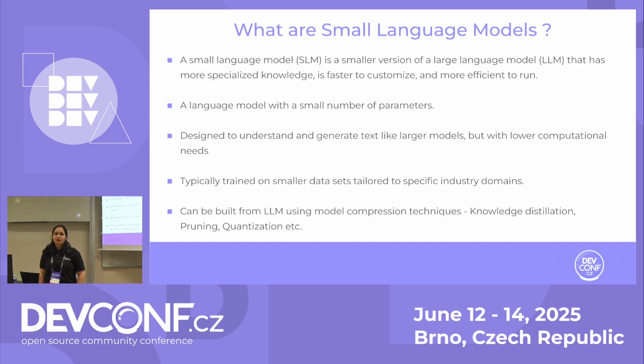Okay. So for example, let's say there is a translation language model, which a large language model is, let's say, trained on a lot of languages. If we want to build a small language model out of that, then we can select the specific languages and only train it on those, let's say, 2 or 3 languages, and eliminate the rest.